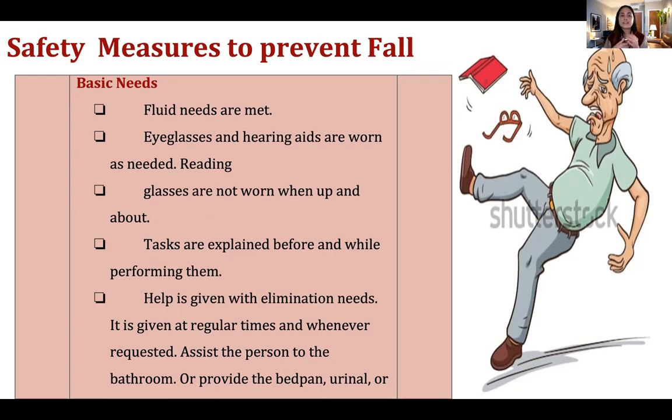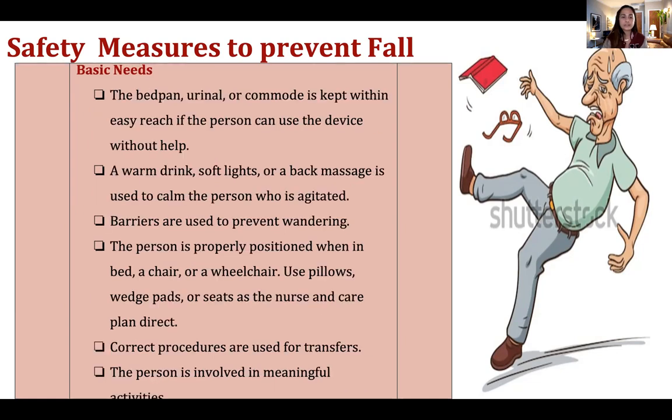Fluid needs are met. Eyeglasses and hearing aids are worn as needed. Glasses are not worn when up and about. Tasks are explained before and while performing them. So for any procedure that you are doing to your patient, make sure that you explain it thoroughly. Help is given with elimination needs. Make sure that the bedpan and the urinal are always available if the patient asks for it.